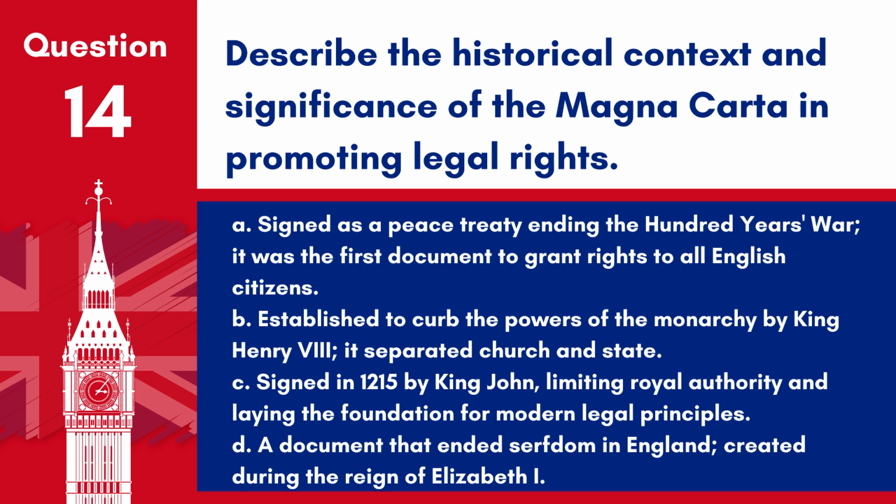Question 14. Describe the historical context and significance of the Magna Carta in promoting legal rights. A. Signed as a peace treaty ending the 100 Years' War. It was the first document to grant rights to all English citizens. B. Established to curb the powers of the monarchy by King Henry VIII. It separated church and state. C. Signed in 1215 by King John, limiting royal authority and laying the foundation for modern legal principles. D. A document that ended serfdom in England, created during the reign of Elizabeth I.